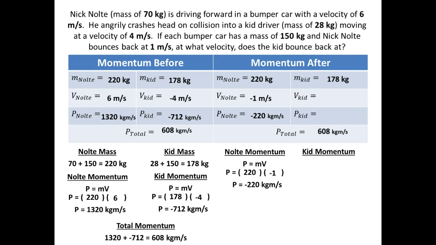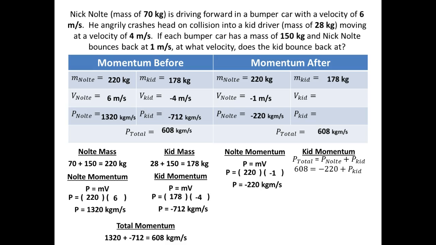Take the time to label it out because there's a lot of little calculations here. If it helps, write out that the total momentum equals Nolte's momentum plus the kid's momentum. So I have a total momentum of 608. I got that by adding 1,320 plus -712 at the beginning of the problem. I got -220 by multiplying 220 kilograms times -1 meters per second. And I don't know the kid's momentum.